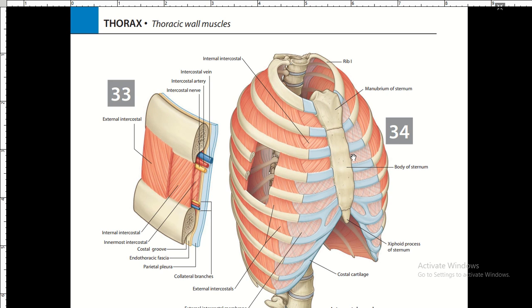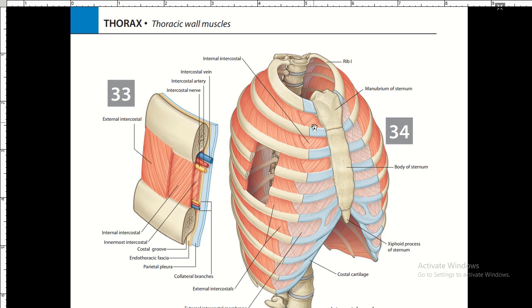Right. So here, this is your thoracic wall. Remember, it is conical in shape. The superior aperture, which is small, and an inferior aperture, which is wide. Superior aperture is closed by the suprapleural membrane. Inferior aperture is closed by the diaphragm. Laterally, you're going to have 12 ribs, rib number 1 to rib number 12.